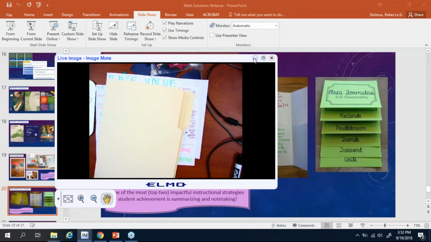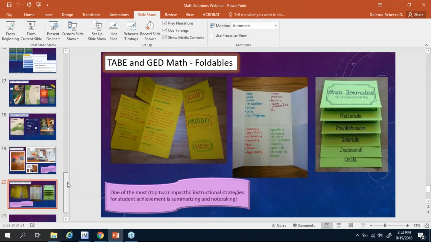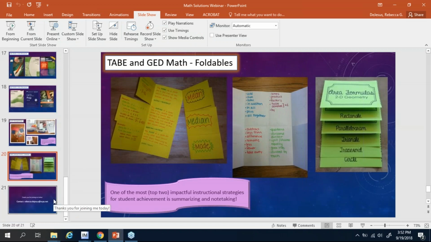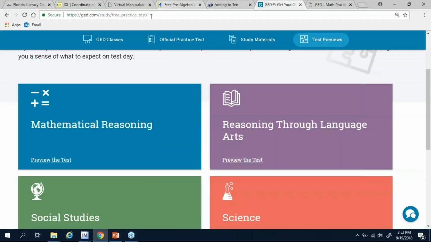Okay, moving back to my other screen here. We're going to go through this last thing. I want to show you one more thing.